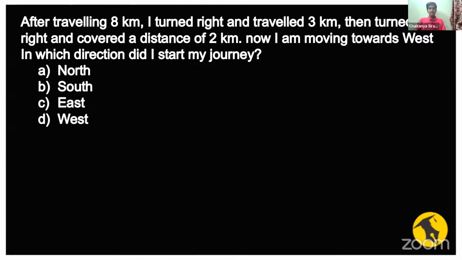After traveling 8 kilometers, I turned right and then traveled 3 kilometers. Then turned right and covered a distance of 2 kilometers. Now I am moving towards west. In which direction did I start my journey? So all the questions till now, we had been given where we are facing in the beginning, and then we trace him down. Now here we have to do something like a reverse process.